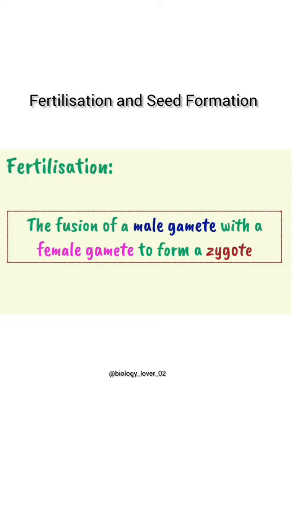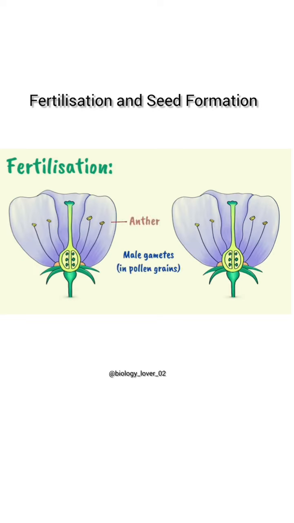Fertilization is the fusion of a male gamete with a female gamete to form a zygote. In flowering plants, the male gametes are found in pollen grains, produced in the anthers, while the female gametes are found in the ovules.